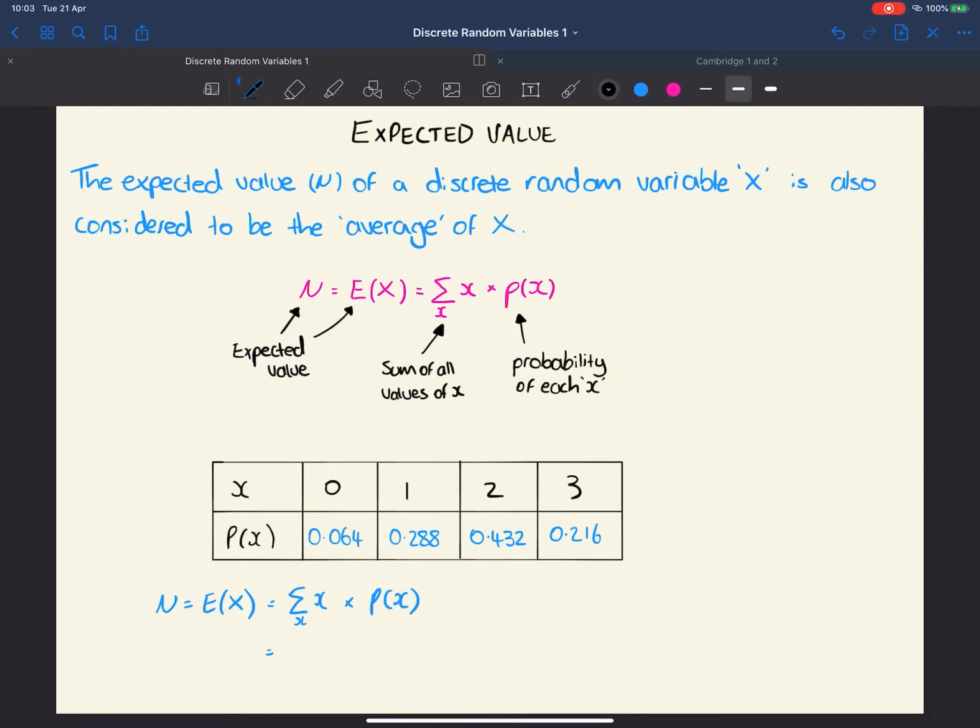So in this case, it would be 0 times the probability associated with that 0 value, which is 0.064. Okay. We're going to add that to the next value. So 1 times 0.288, plus 2 times 0.432, plus 3 times 0.216. Chuck all of that in a calculator. The expected value of this probability distribution, or of this random variable x, is 1.8.